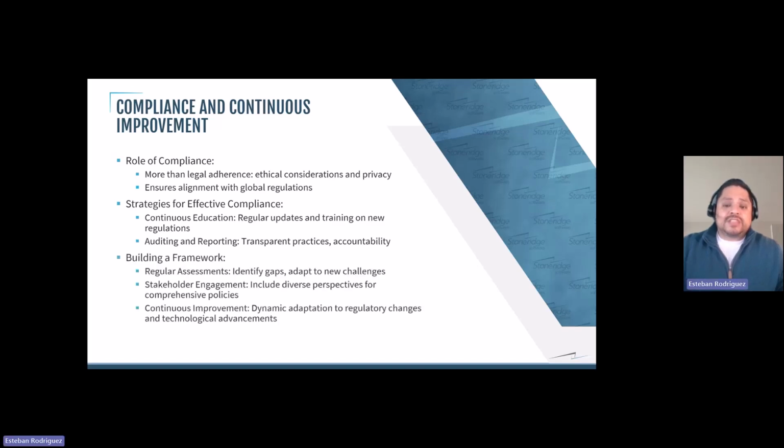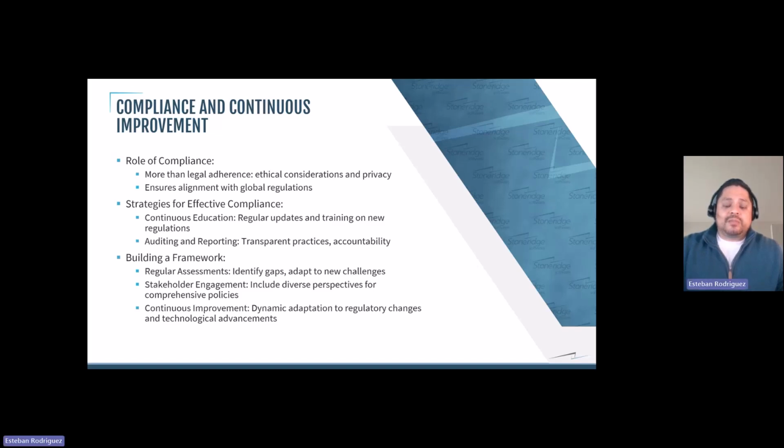Building a robust compliance framework involves more than setting up systems and processes. It involves a commitment to regular assessment and adaptation. This means not only looking at where you are today, but where you will be tomorrow. It also involves stakeholder engagement, drawing on diverse perspectives across the organization to ensure that your compliance framework is holistic and inclusive.